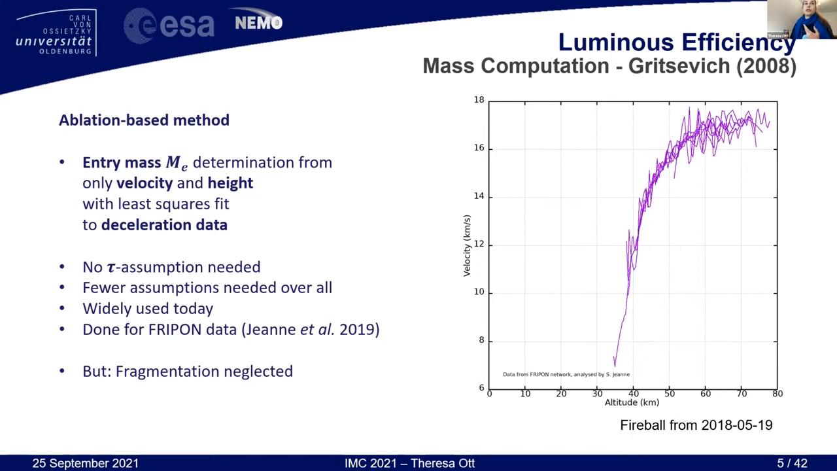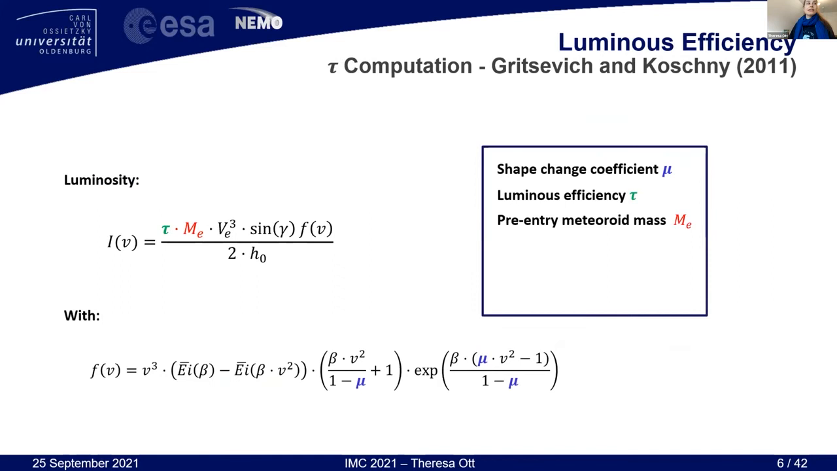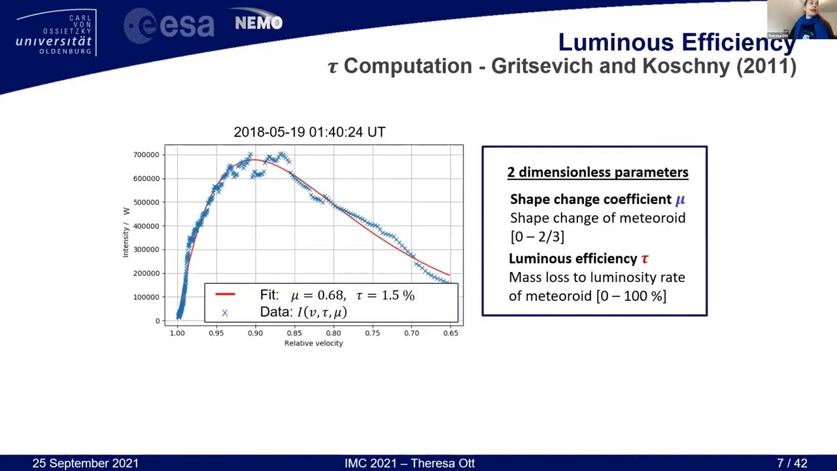One of the problems that we see is that fragmentation is of course neglected, which is a problem for most observations as well. Here's a formula that's used to find the brightness curve depending on the velocity, and from that calculating the coefficients or the entry mass of the object. We use a shape change coefficient mu and the luminous efficiency tau, and the entry mass is proportional to the luminosity of the bright curve.